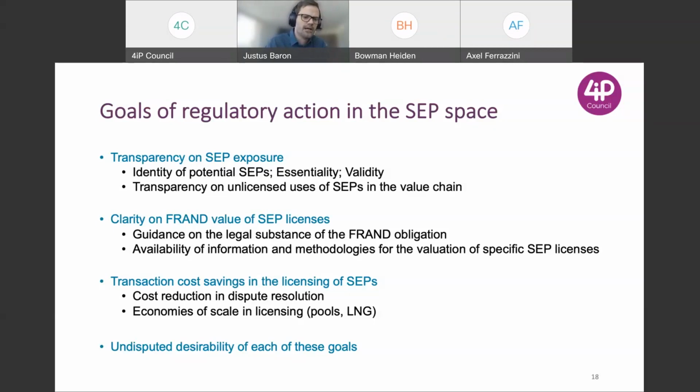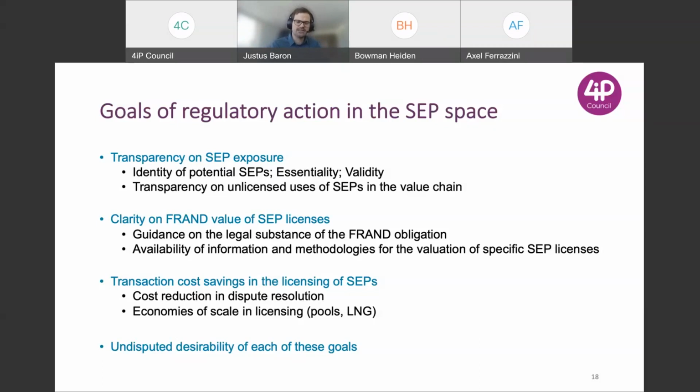Finally, another equally important goal is the goal of achieving transaction cost savings in the licensing of SEPs, including in the resolution of licensing disputes. And it's very clear that each of these goals is undisputably desirable.